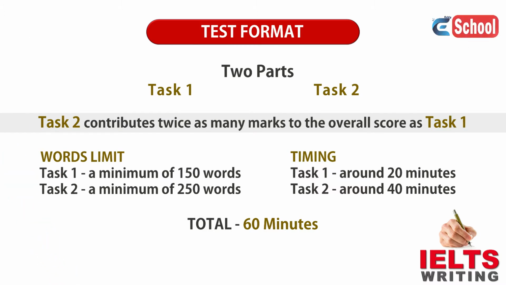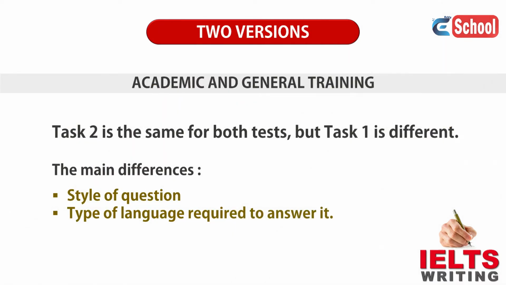There are two versions of the writing test, academic and general training. Task 2 is the same for both tests, but Task 1 is different. The main difference is in the style of question and the type of language required to answer it. We'll look at the details in the next few slides.